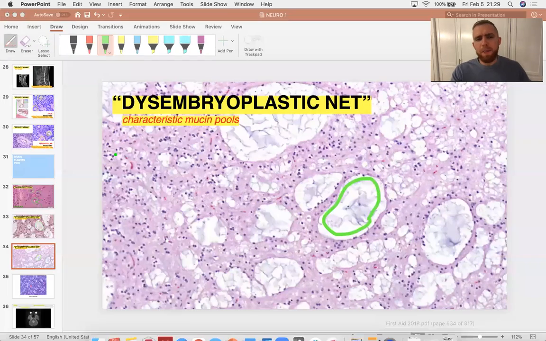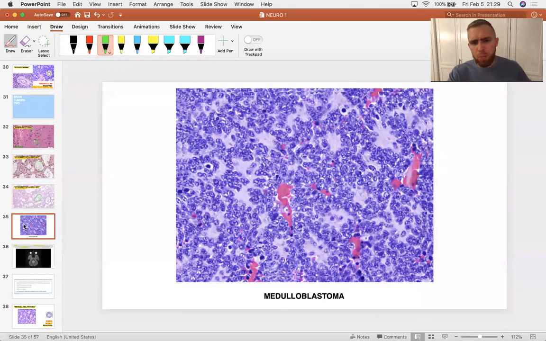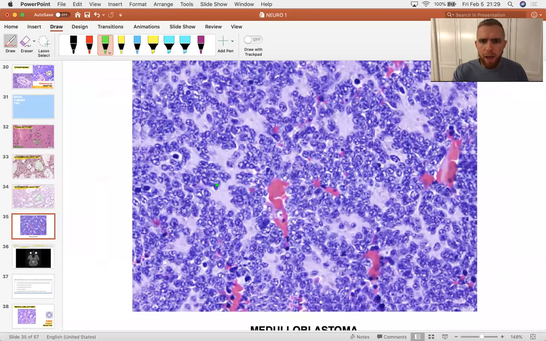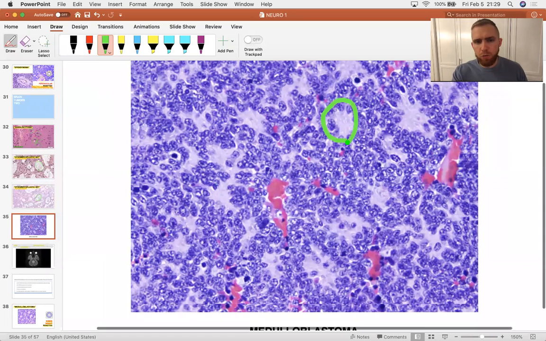Let's look at photos of the medulloblastoma. We've got a small round blue cell tumor similar to Ewing's sarcoma. And there's a rosette, there's a rosette, there's a rosette, there's a rosette. Rosettes all over the place. They are Homer Wright rosettes. So you can put a word with the image here, and they are totally filled in.